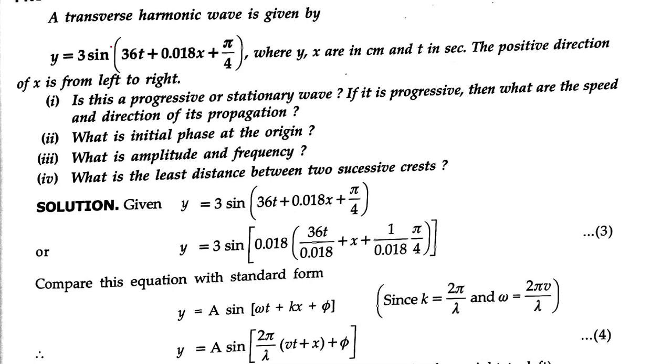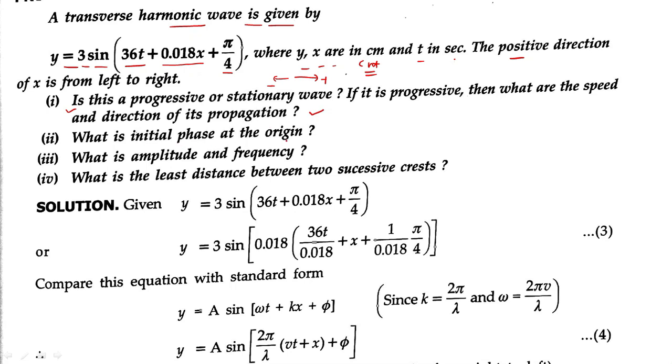Okay, a transverse harmonic wave is given by y equal to 3 sine of 36t plus 0.018x plus pi by 4, where y and x are in centimeter and t in second, that is in the CGS system. The positive direction of x is from left to right, that is we assumed in the question that this side of the x axis is positive and this side is negative. First question, is this a progressive or stationary wave? If it is progressive, then what are the speed and direction of its propagation? You have to find this.